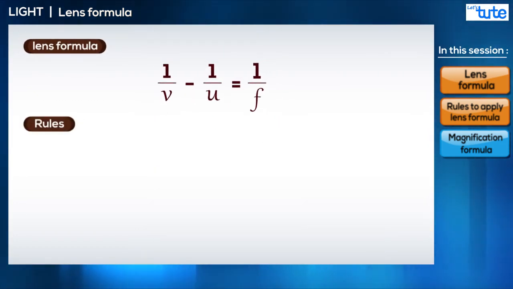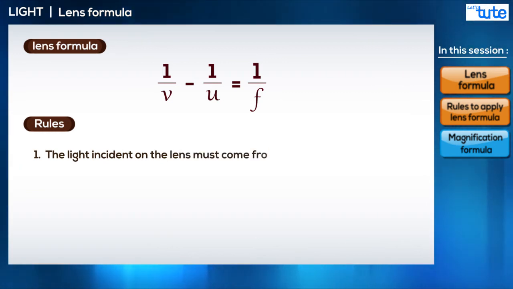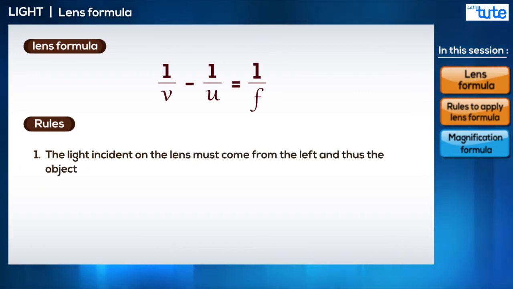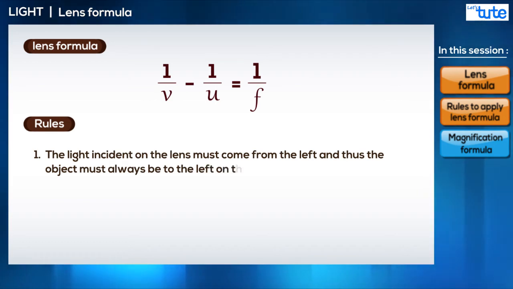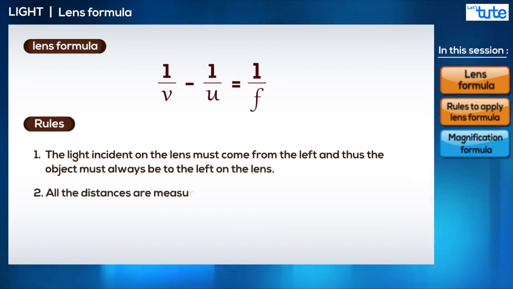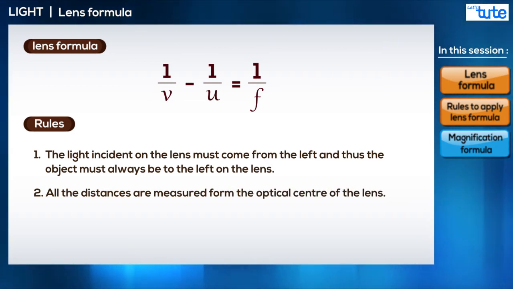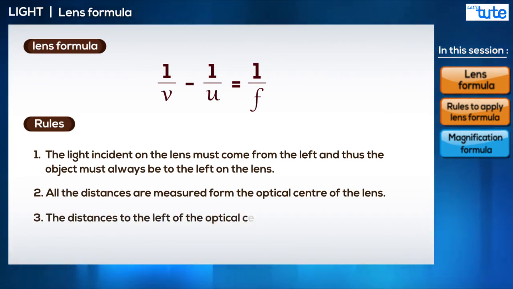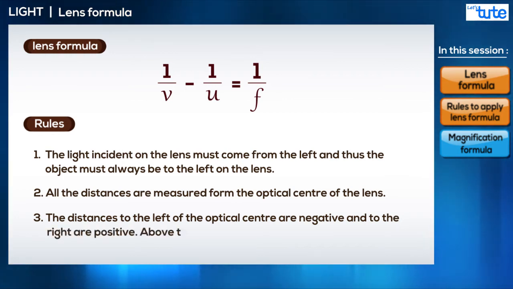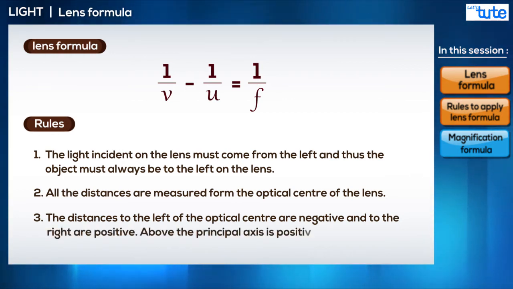The first rule is the same. The light incident on the lens must come from the left, and thus the object must always be to the left of the lens. The second rule is all the distances are measured from the optical center of the lens. And lastly, the third rule is the distances to the left of the optical center are negative and to the right are positive. Above the principal axis is positive, below is negative.